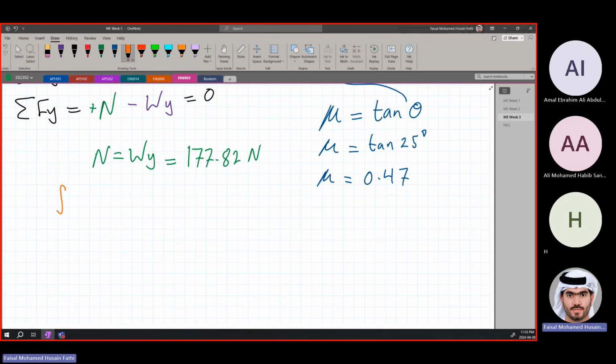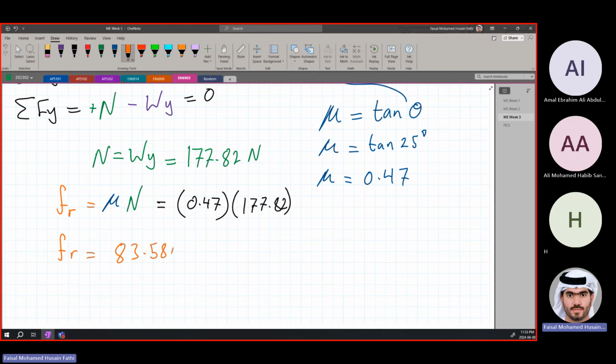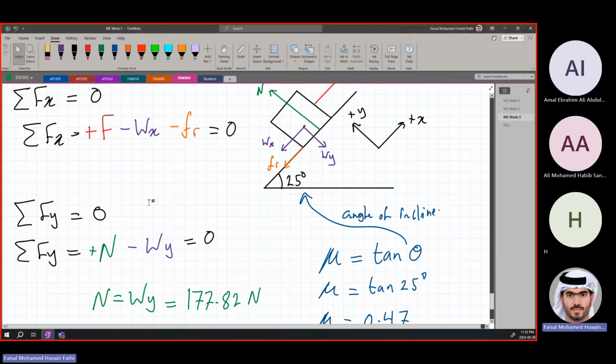Moving on, we found our mu, we found our n. We can find our friction force now very easily. It is equal to mu times n. So it's simply equal to mu, which is 0.47, times n, which is 177.82. Okay, so our friction force is going to be equal to 0.47 times 177.82, which is 83.58 newtons.